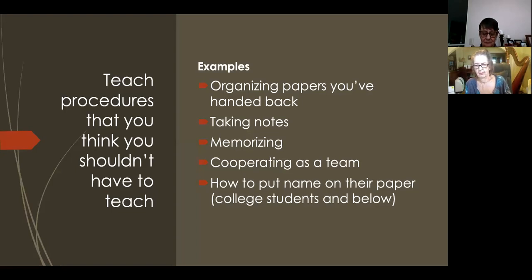Coming back to the idea of teaching procedures that you think you shouldn't have to teach, including teaching yourself. I have been training myself so that every day I always put my phone in one pocket, and my wallet in my other pocket with my keys, so I always know where to find them. And when I don't do that, I can't find my keys or my wallet or my phone. So this could be things like organizing papers you've handed back.